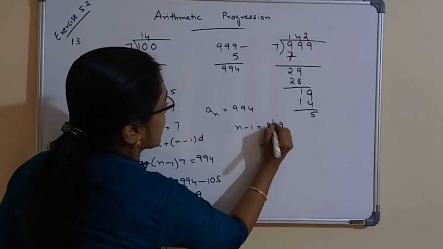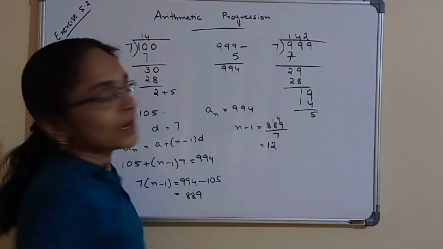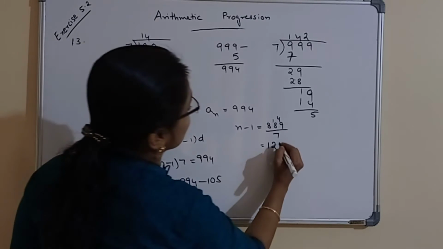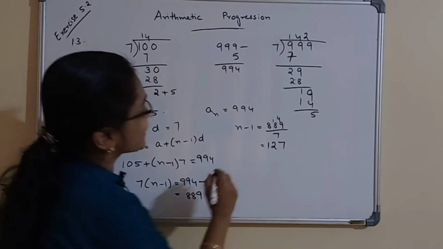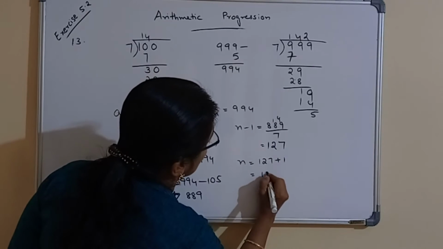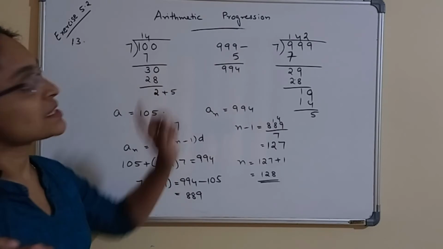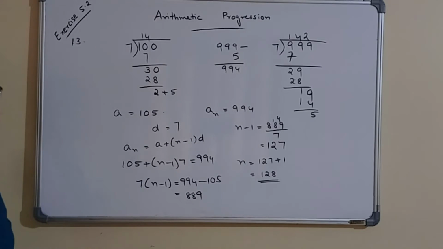8 by 7 is 1, 1 remainder. 18 by 7 is 2, then 4 remainder. 49 by 7 is 7. So what is N? N is equal to 127 plus 1, which is equal to 128. So there are 128 3-digit numbers which are divisible by 7. Okay.